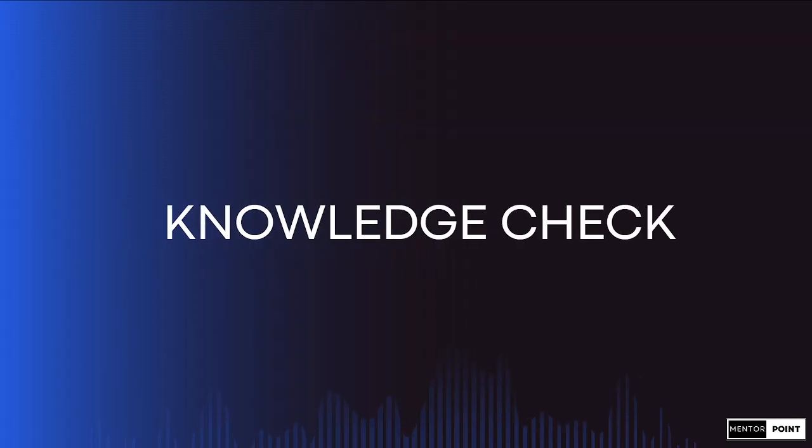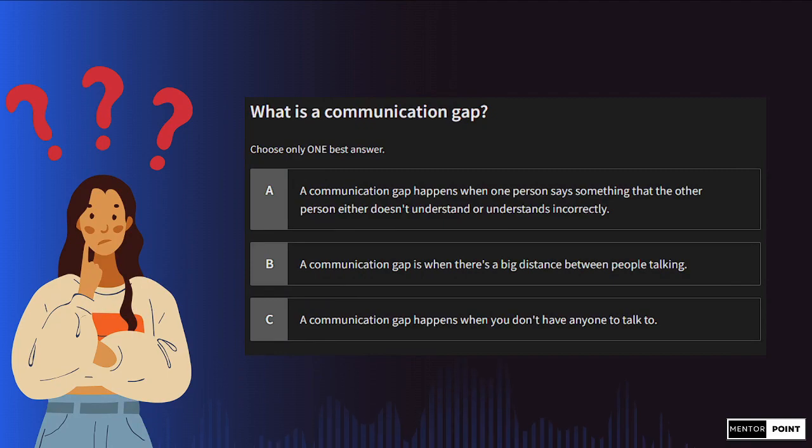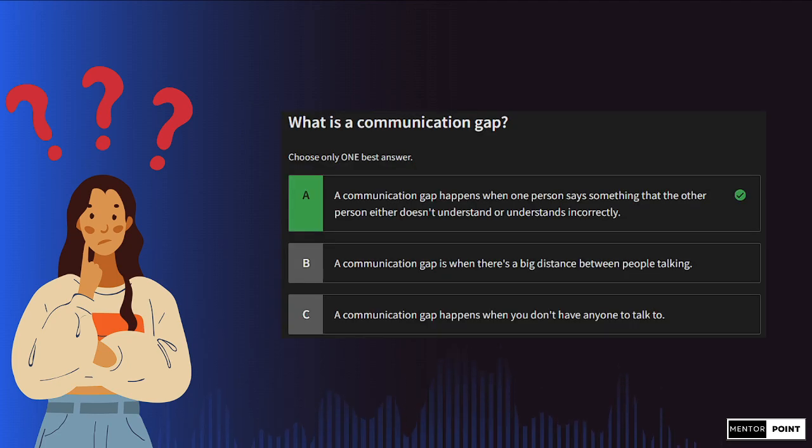So let's try and do a quick knowledge check. What is a communication gap? A, a communication gap happens when a person says something that the other person either doesn't understand or understands incorrectly. B, a communication gap is when there is a big distance between people talking. C, a communication gap happens when you don't have anyone to talk to. Obviously, the correct answer for this one is A, right? A communication gap happens when one person says something that the other person either doesn't understand or understands incorrectly.